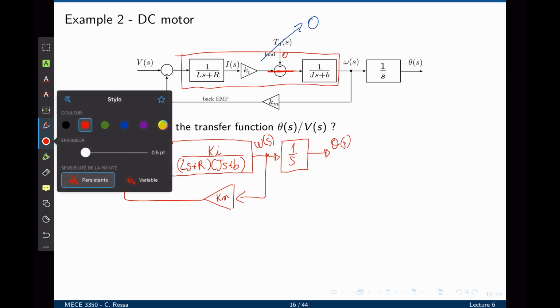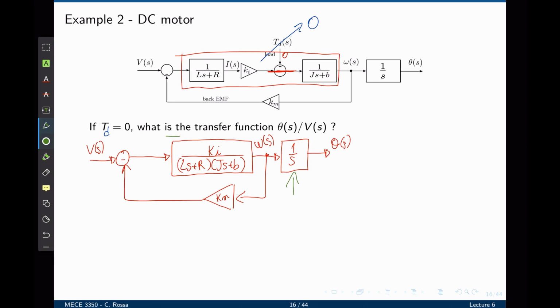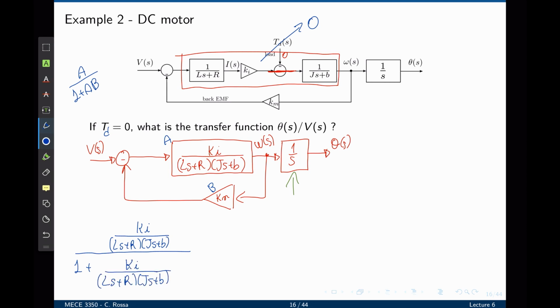We cannot multiply 1 over s with anything because here we have a feedback loop. So first, let's eliminate that feedback loop. This feedback loop has both a line and a feedback function. Let's call the line function a, the feedback function b. If you simplify that into a single block diagram, that will be a over 1 plus ab, plus because this feedback loop is negative. So this will simplify to Ki over (Ls plus R) times (Js plus B), divided by 1 plus Ki over (Ls plus R) times (Js plus B) times Km.